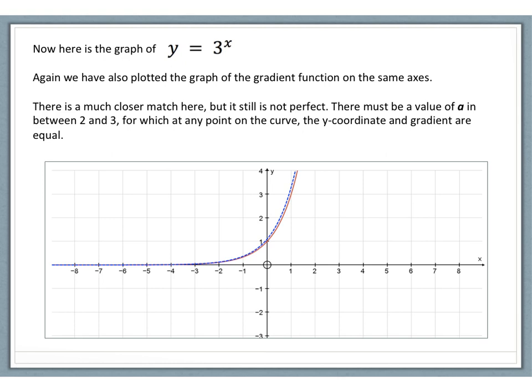So I've now sketched the graph of y equals 3 to the power of x. You can see it in red. And I've also used Autograph to draw the graph of dy by dx for this particular function. So for every x value, we calculate the gradient and we plot the gradient as the y-coordinate. Now there's a much closer match here, but it's still not perfect. So there must be a value of a that is in between 2 and 3, for which at any point on the curve, the y-coordinate and the gradient are equal.